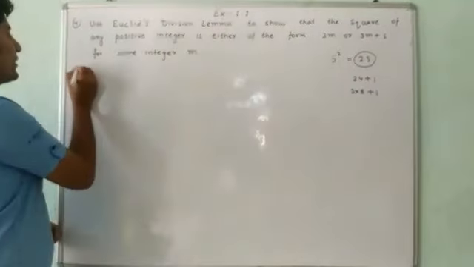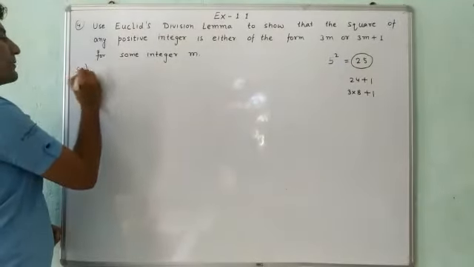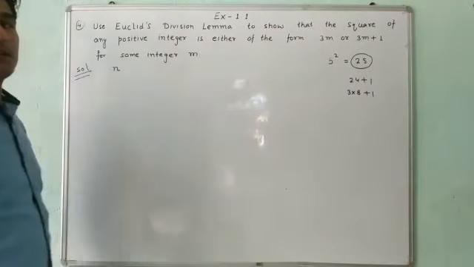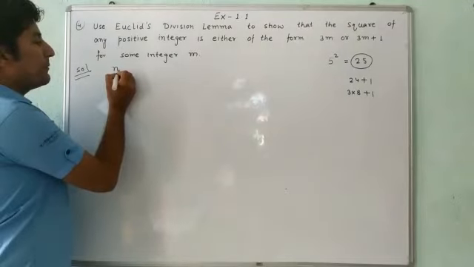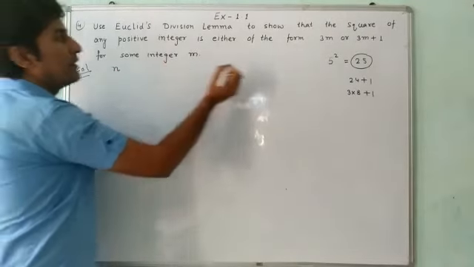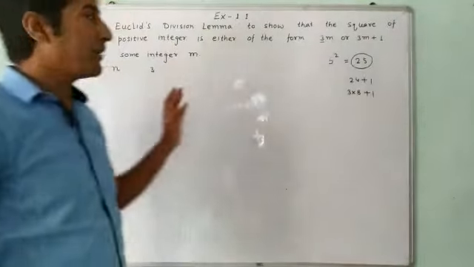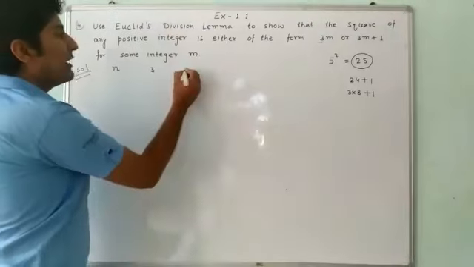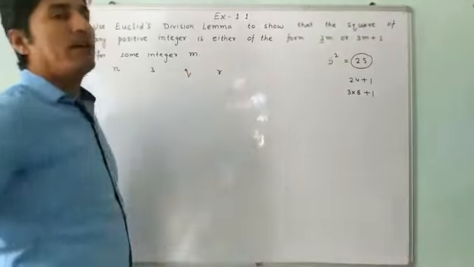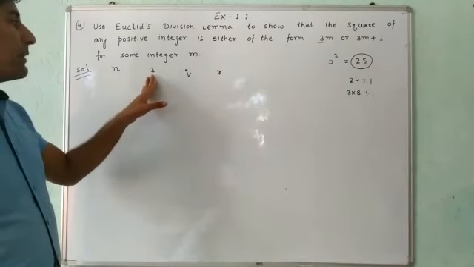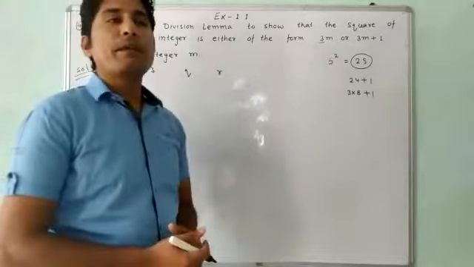Again, for the solution of this question, we have to write the same statement that we wrote in the last question. Let n be any number. All the students write down fast. Let n be any number. On dividing n by 3, this time we have to take 3 because the coefficient of m is 3. On dividing n by 3, let q be the quotient and r be the remainder.